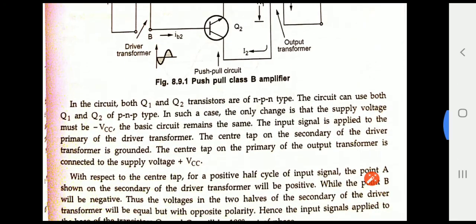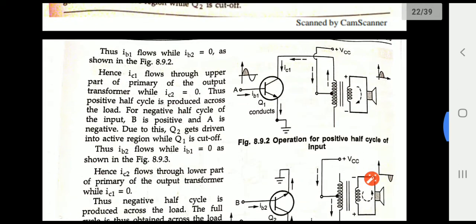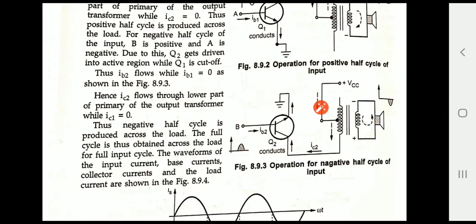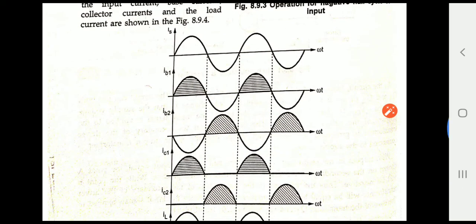So here the same explanation is done using a positive cycle and negative cycle. This is Q1 conducts during positive cycle, node A, upper part of the primary winding produces the current which is positive here. And this is Q2 which gets the next positive cycle of the negative due to center tap, again flows to the lower part of the turns ratio of output transformer and gets the negative cycle. The same explanation again done in the waveforms also.